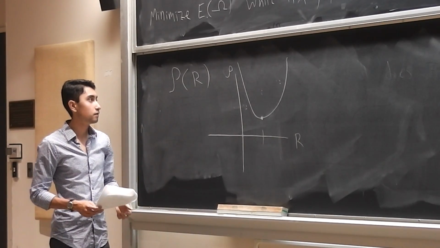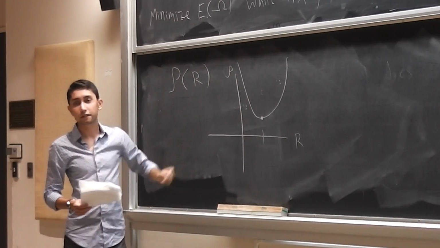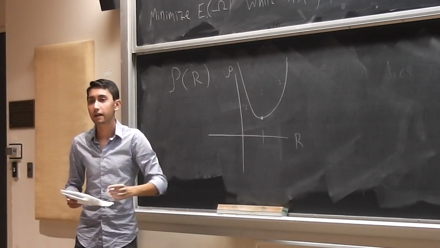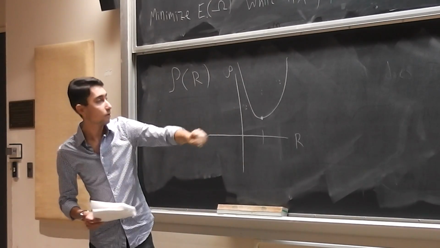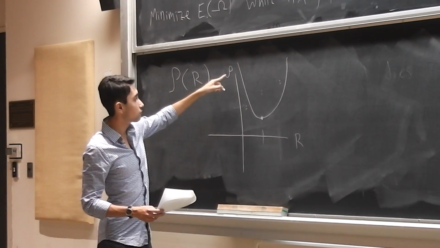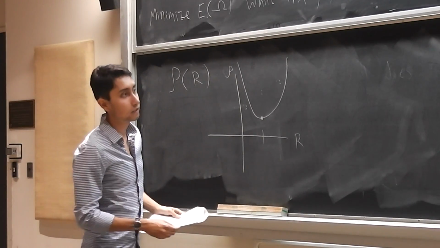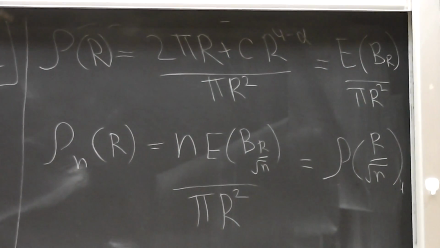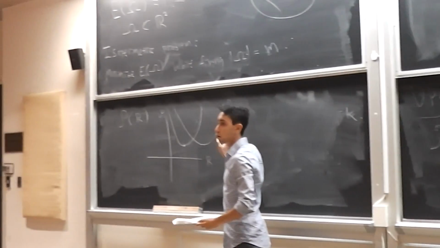Okay, so just this curve alone would give us an upper bound on the energy of the minimizing set, because if you pick any test set, for example, a ball, it gives you an upper bound on the energy. Remember we just showed that rho n is rho, but just stretched, because you replace the r with r over the square root of n. So if this is rho, for example, this might be rho 2, and rho 3 is going to be stretched even more.